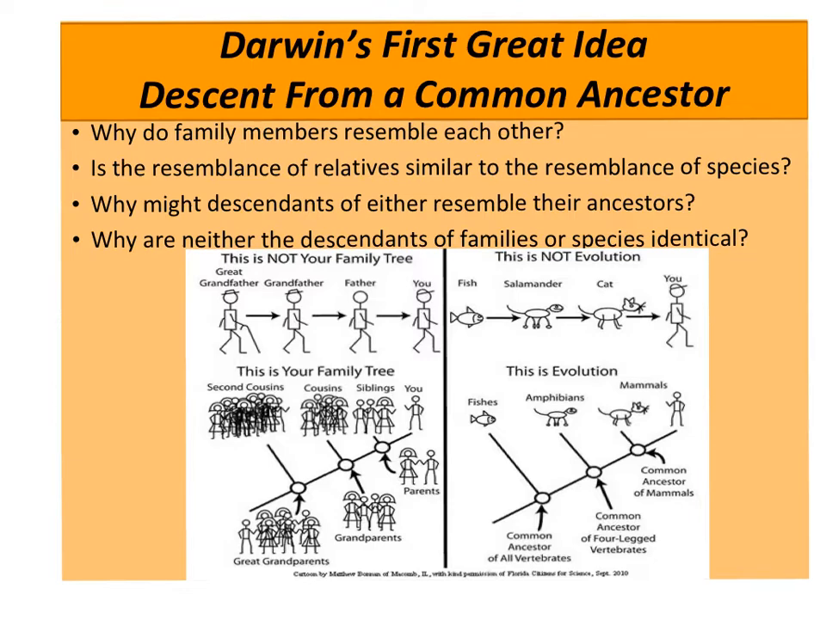So in chapter 11, we covered the first little bit about Darwin and different ways of classifying organisms, and basically starting evidence for evolution in terms of evolutionary theory. So let's start with Darwin's first great idea, which is descent from a common ancestor.